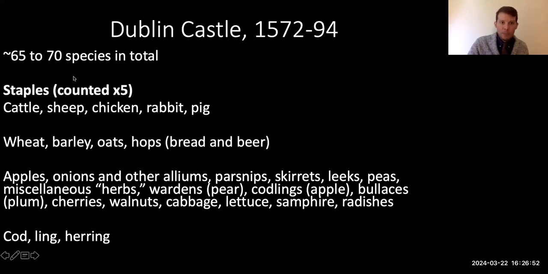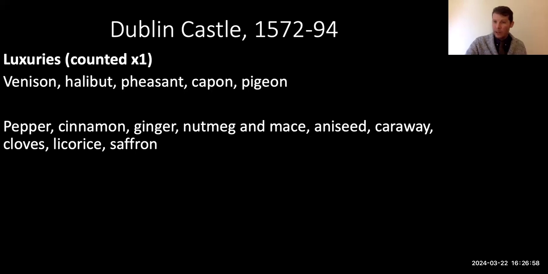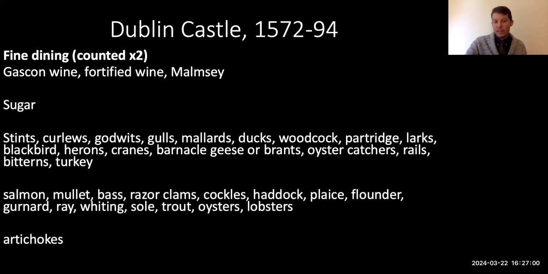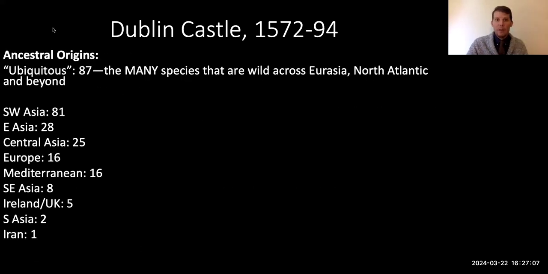I wanted to give particular weight to the staples, so I counted the staples as 5, and I counted the fine dining as 2, and I counted the luxuries as 1. So that gives us a much larger number, but it helps us to see how staples carry a much greater weight, right? So when you look at it that way, 87 of the particular instances of food being mentioned are sort of wild species that can be found across Eurasia, throughout the North Atlantic, many of them throughout the Northern Hemisphere overall.